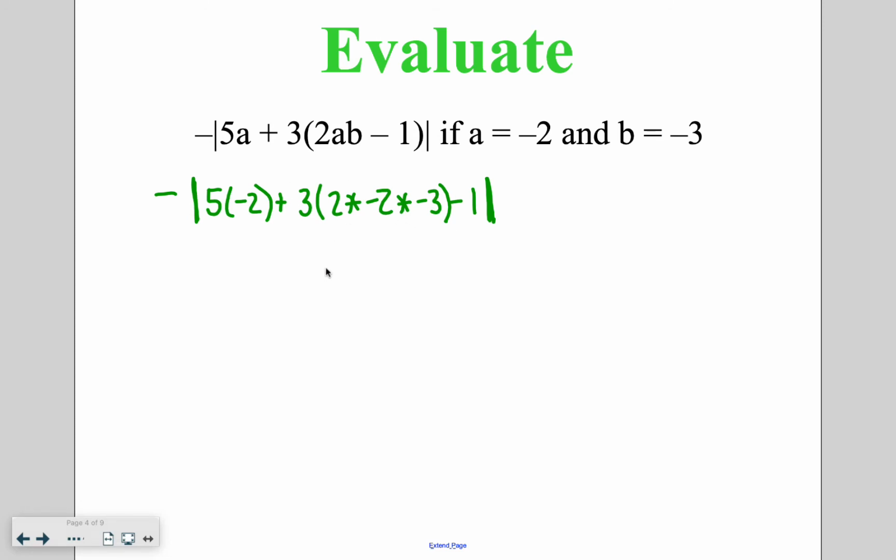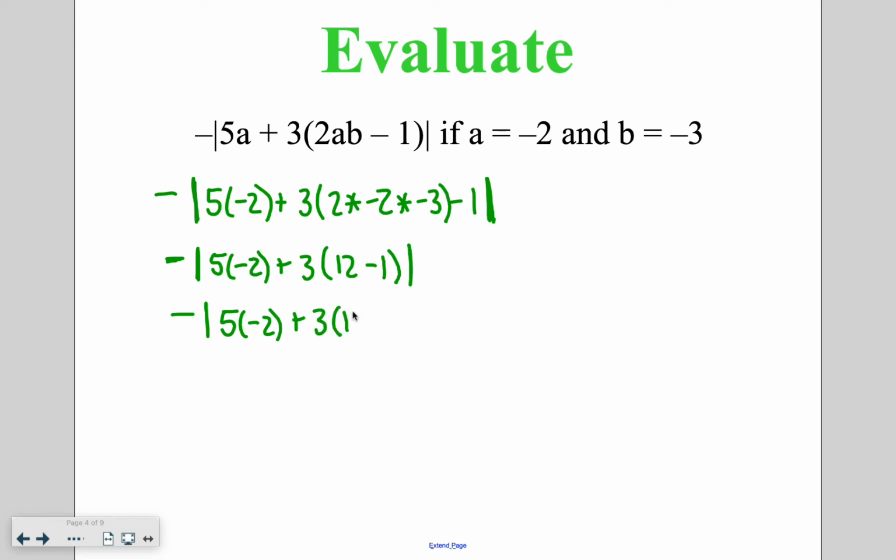So we're going to solve inside first, and we've got this set of parentheses. I'm going to do 2 times -2 times -3. 2 times -2 is -4, times -3 is +12. So I've got -5 times -2 plus 3 times 12 minus 1. Closing our bars, I need to finish up inside my parentheses with 12 minus 1, which is 11. So I've got -5 times -2 plus 3 times 11.